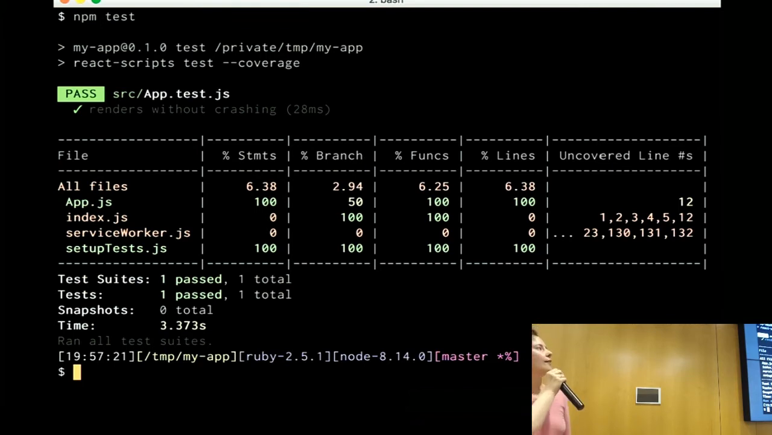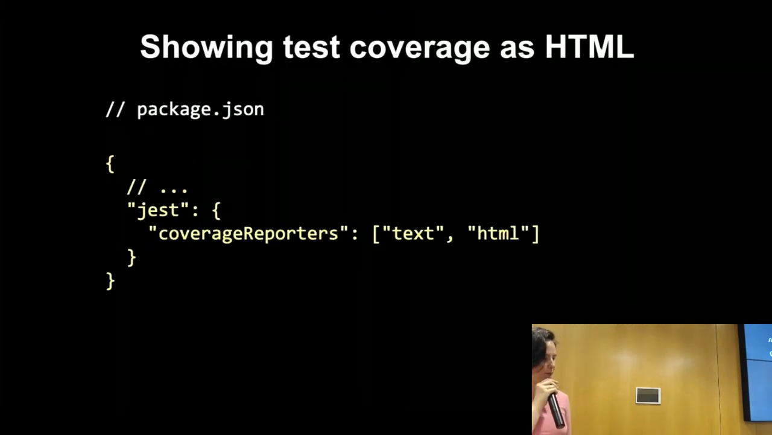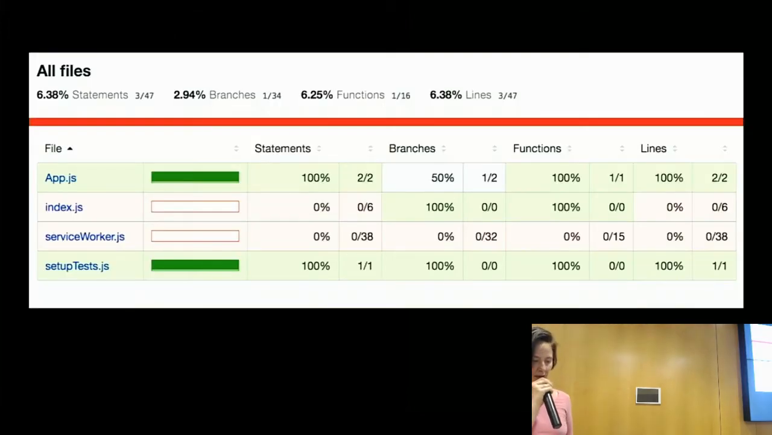The test coverage is rendered in the terminal now, but we can have this output in a nicer way. How can we do that? We can just add these coverage reporters to our Jest configuration in the package.json. This is really easy. We have a lot of different reporters, but we can use these two: text, to show the coverage in the terminal, and the HTML one. When we execute our tests, Jest will create an index.html file inside the coverage folder in the root of our project. When we open this file in the browser, we have this nice output.